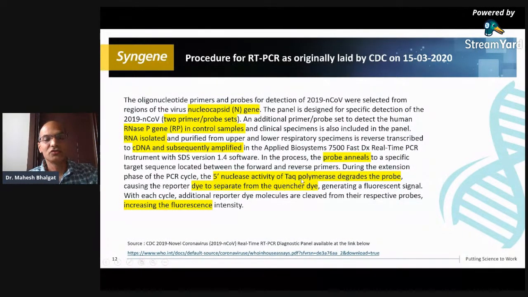Then through Taq polymerase, the probes that have annealed start to degrade. Now, the probes that have been annealed have a reporter dye on one side and a quencher dye on the other side. As the degradation happens, the reporter dye gets separated from the quencher dye. It leads to an increase in fluorescence, and that's what you see.